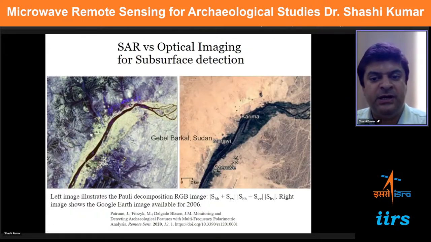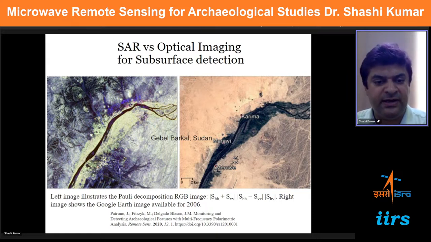Now, why are we using SAR datasets? We will be discussing more on that also. But here I am going to show you a comparison between an optical dataset and the SAR dataset. The left-hand side image is a polarimetric decomposition image, which is generated with the help of the four polarimetric combinations HH, HV, VH and VV. So the decomposition image is generated, and this is the Google Earth image of the same area.